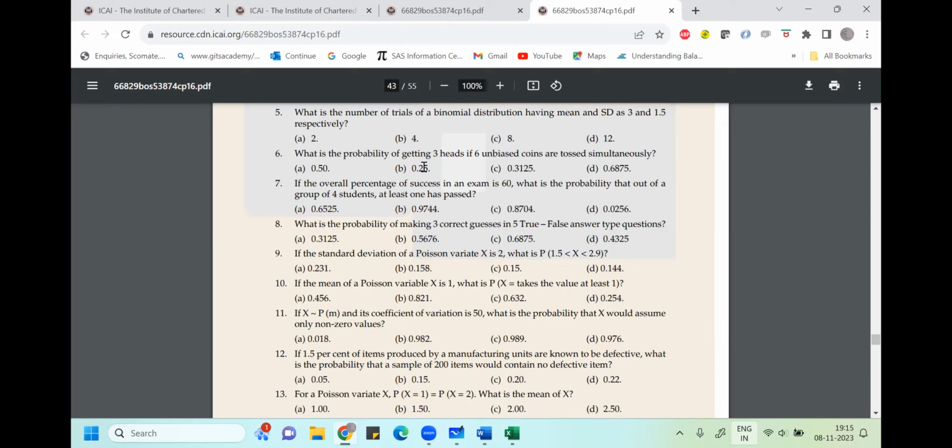Question number 8. What is the probability of making three correct answers by guessing in true-false? True-false is like a coin, guys. 3 out of 5 means 5C3 by 2 to the power 5. 5C3 would be 5C2, which is 10 by 32. 10 by 32 is 5 by 16, which is 0.3125.